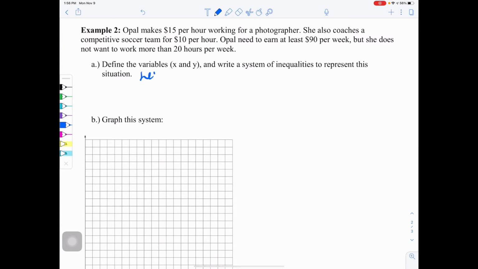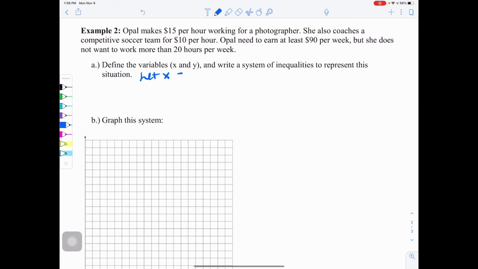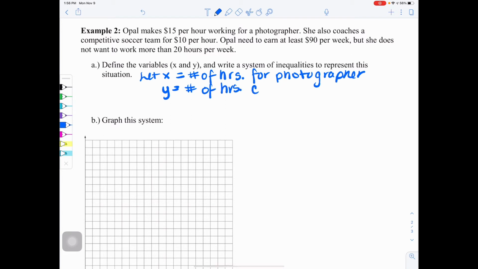So we'll let X equal her first job, which is the photographer. So we have number of hours for photographer. And then Y will equal her other job, number of hours coaching.